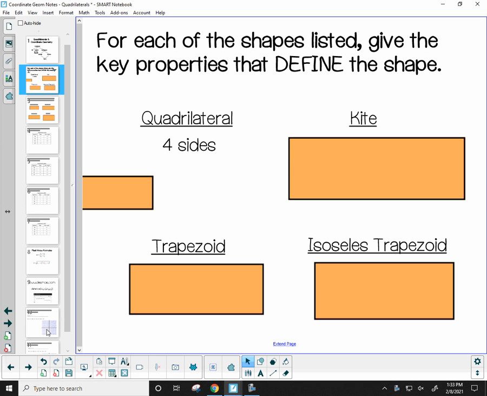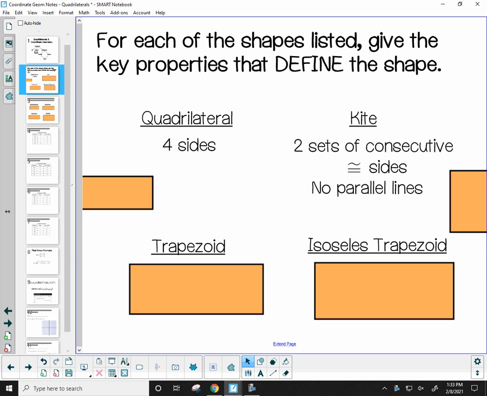Key components: quadrilaterals have four sides. Kites have two sets of consecutive congruent sides and no parallel lines. So consecutive congruent means in a row or next to each other, right? So those are consecutive congruent sides. But again, no parallel lines.